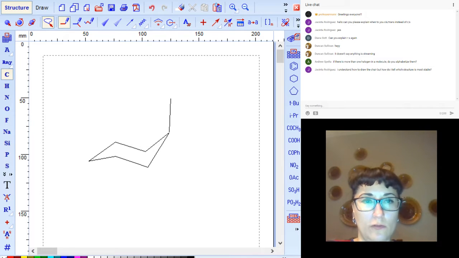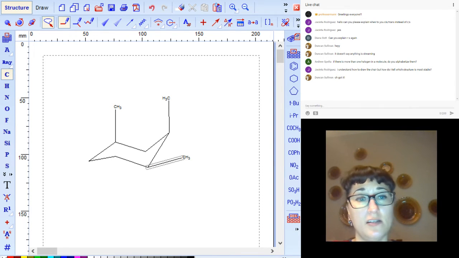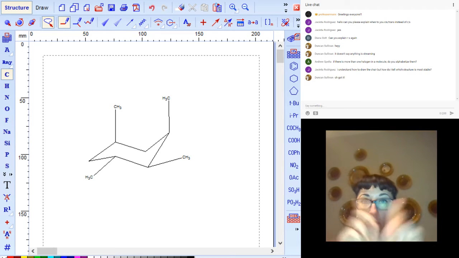So axial, meaning in the axial position. 1,3, meaning carbons 1 and 3. And then those would interact with each other. Whereas if we had them in the equatorial position, and you can actually see this if you're using a model kit, if you had something in the equatorial position, like these two, they're not going to interact with each other. They're very far apart.